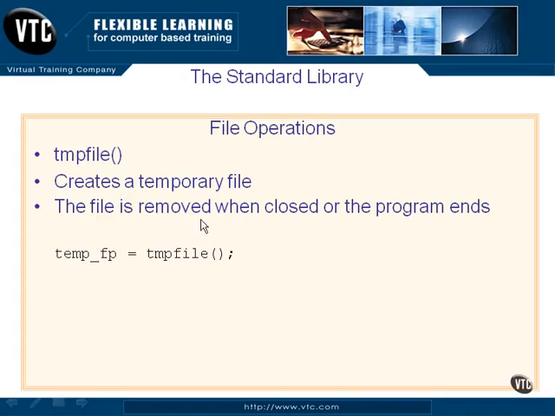tmpfile will create a temporary file, and then that file will be removed when the program closes, or if you do an fclose on this temporary file pointer. You don't really care about the name of the file or anything like that. It's just a temp file that will be created on the file system for you, and you can use it as a scratch pad, whatever you want to call it, and then you close it when you're done. It's a TMP file.